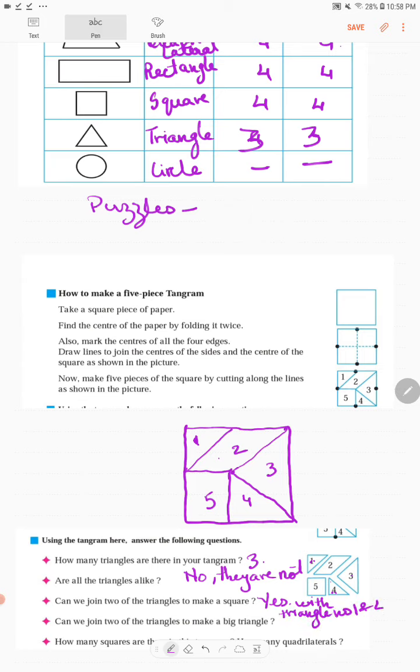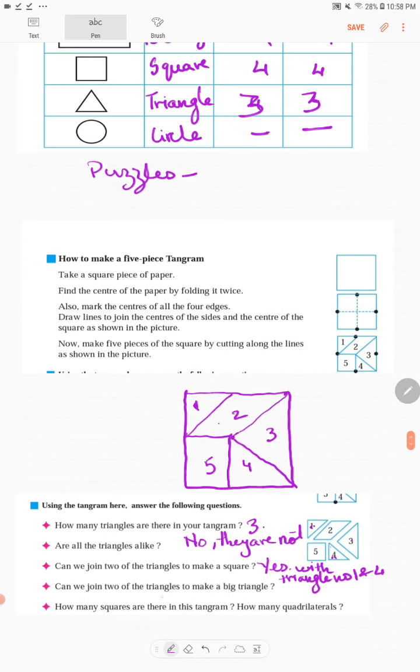Can we join two of the triangles to make a bigger triangle? Suppose I join this and this. Will it become a triangle? No, it will become a quadrilateral. And suppose we bring this triangle out over here also, then one side will increase and it will become a quadrilateral. No. How many squares are there in this tangram? 1 square. And how many quadrilaterals? 2 quadrilaterals.